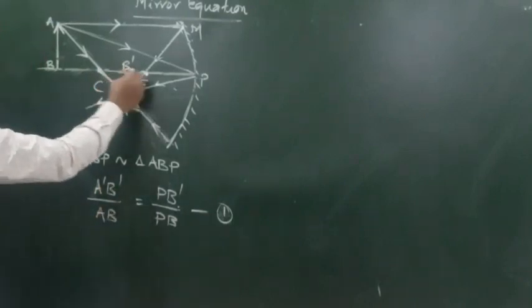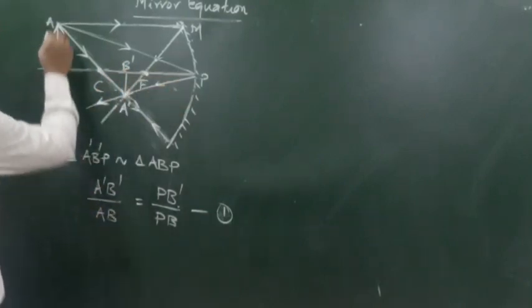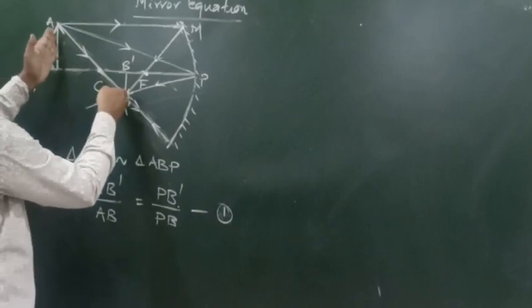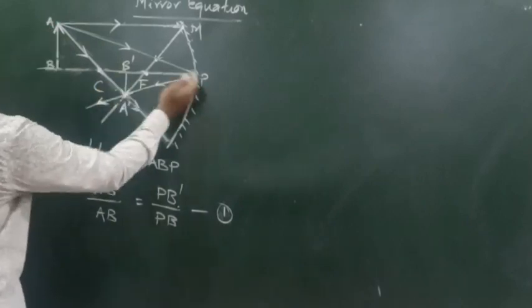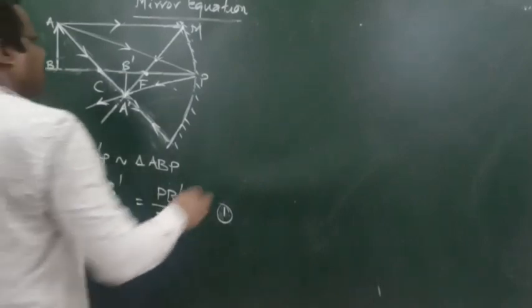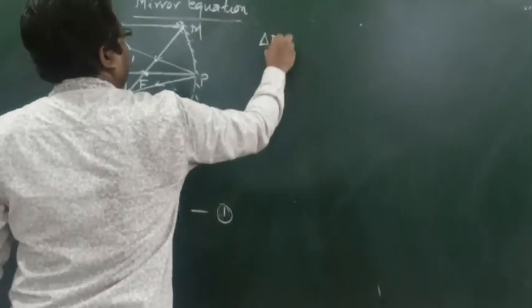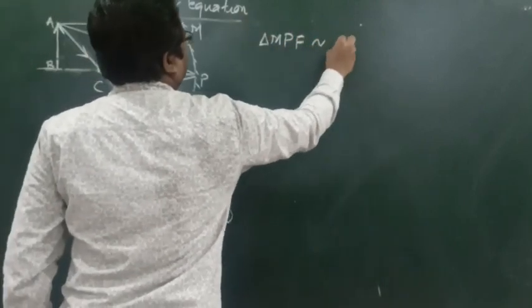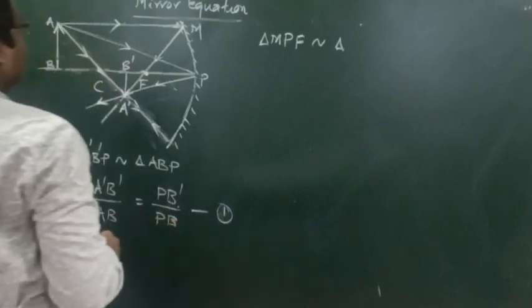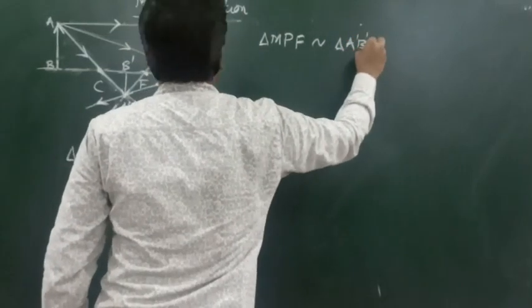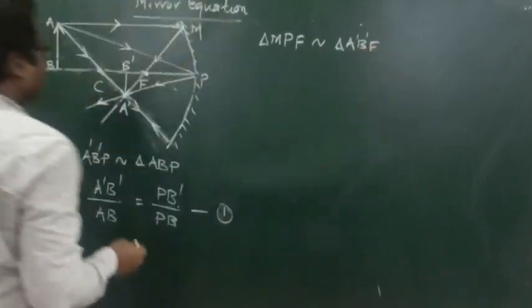A dash B dash upon AB, the corresponding side, the ratios must be same: P B dash upon PB. Also here, if you see, the triangle MPF is similar to triangle A dash B dash F. You can see the two triangles here.